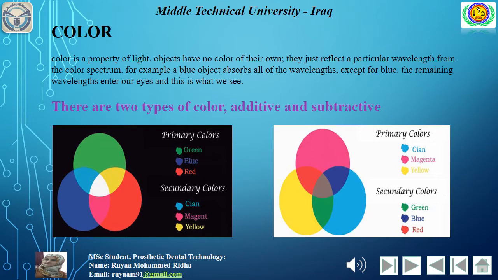As shown in the pictures, for additive color, the primary colors are green, blue, red. Secondary colors are cyan, magenta, yellow. For subtractive color, the primary colors are cyan, magenta, yellow, while the secondary colors are green, blue, red.